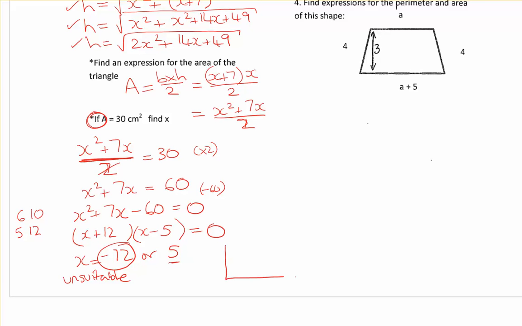So we could just check the 5 there. Now this side was x plus 7, so 5 and 7 is 12. And the area of that would be 5 times 12 is 60. Half of 60 is 30 centimetres squared, so that works.